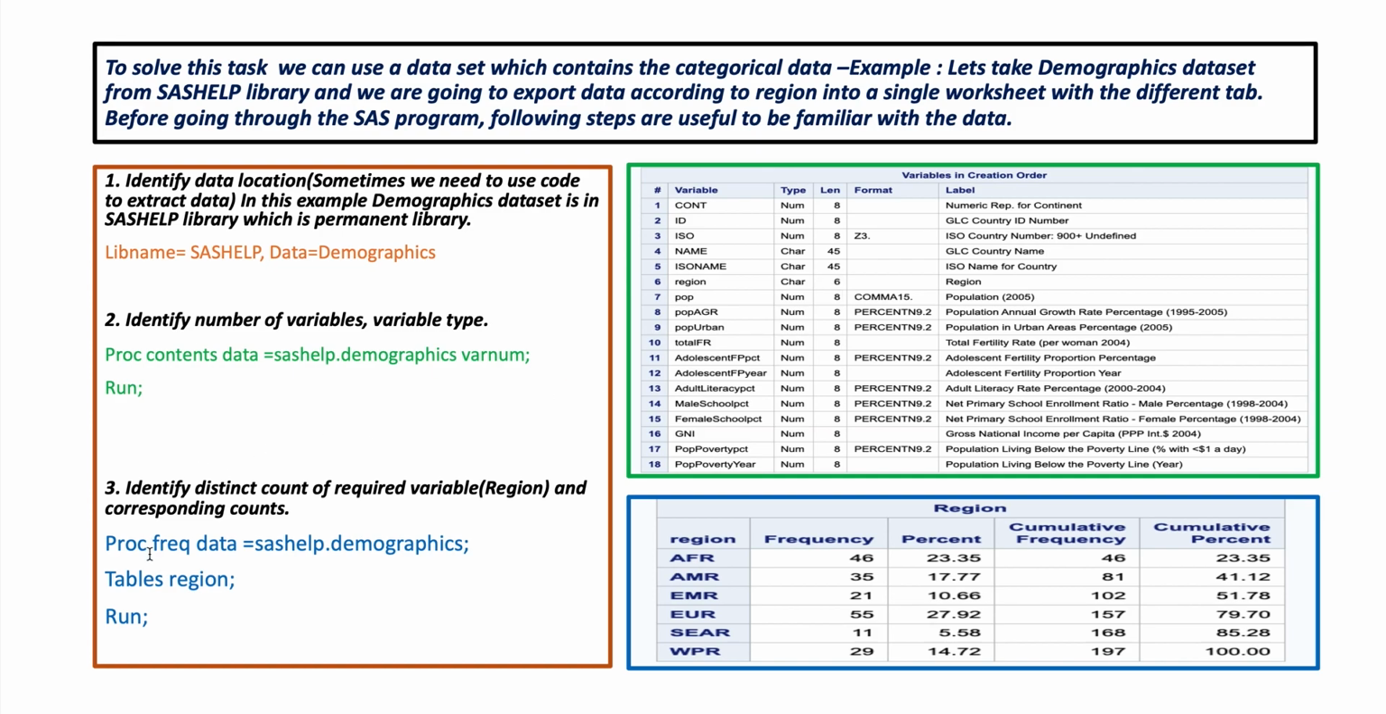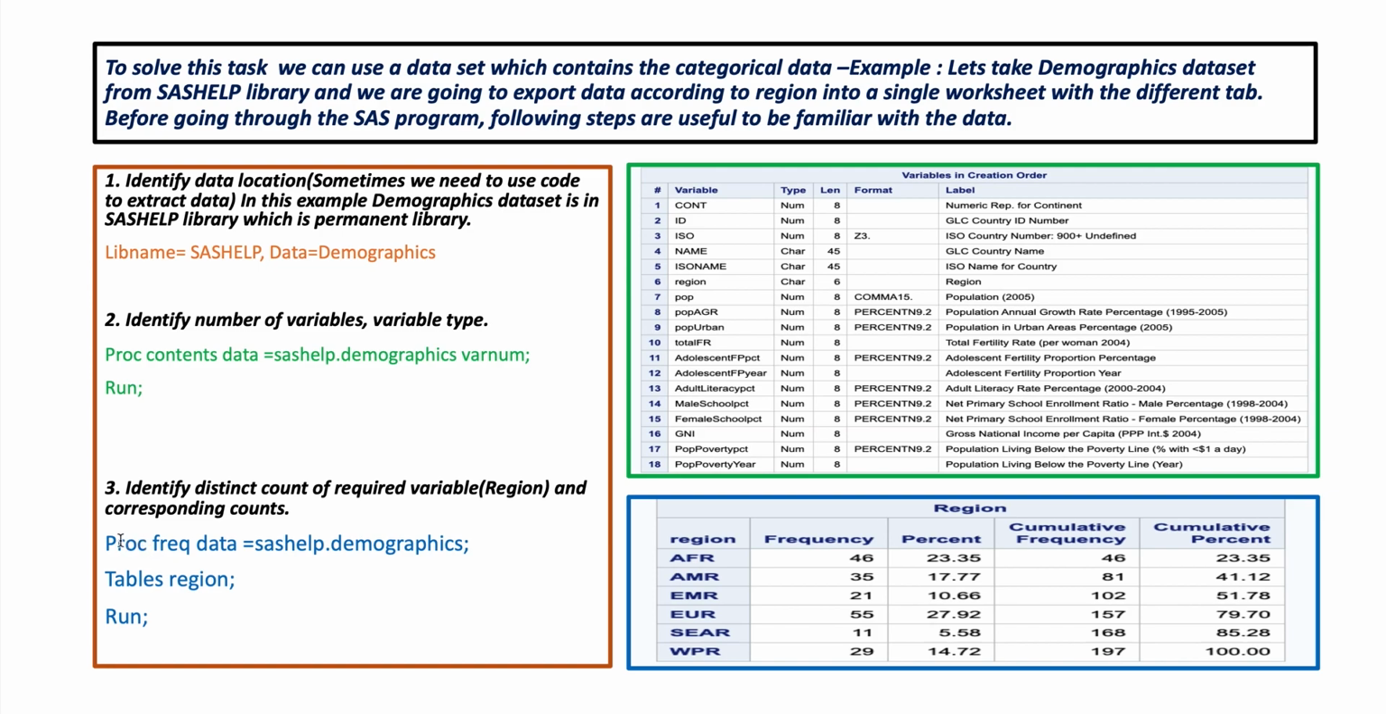Step 3: identify the distinct count of the required variable, that means the region, and the corresponding count. From step 2, we know that the variable region is character. That's why, to identify the number of distinct values for the character variable, we use the PROC FREQ procedure. PROC FREQ data=sashelp.demographics; tables region; run;.